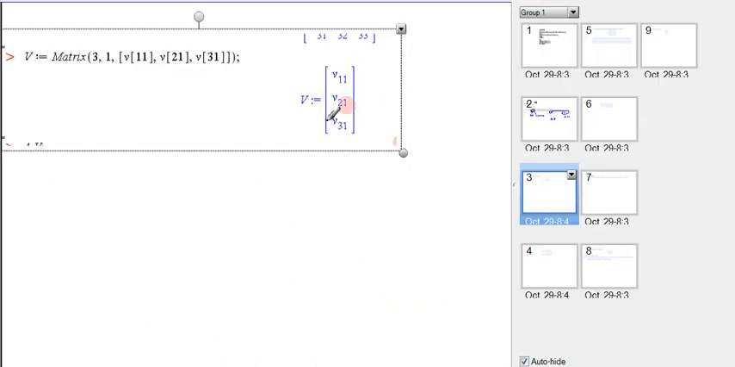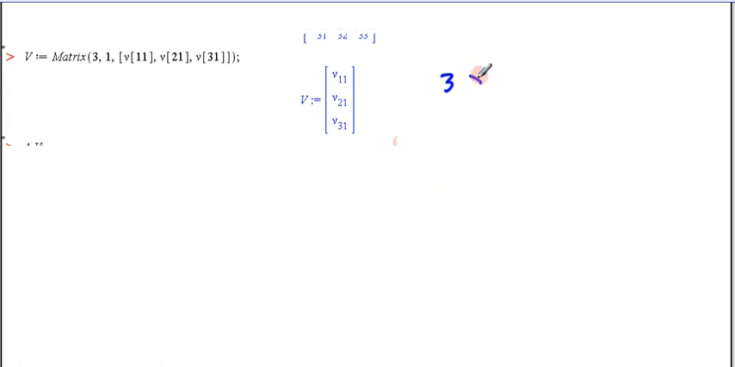We could have a vector matrix. So this has 3 rows and 1 column. And the elements, first row, first column, second row, first column, third row, first column. And we could do that.